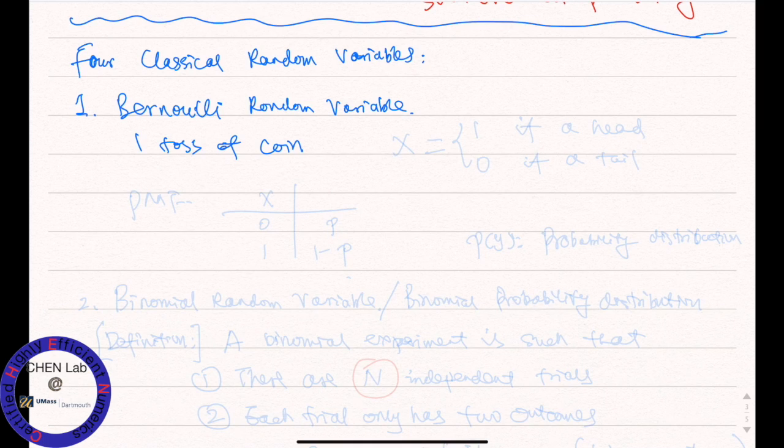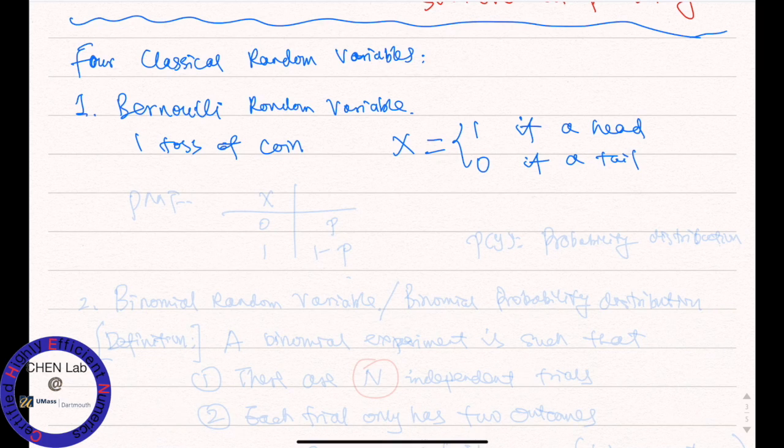You toss once, and you define X. This is defined to be equal to 1 if you have a head, and 0 if you have a tail, right? Again, head and tail are just names. It's binary. Head can be win, tail can be lose, head can be rainy, tail can be sunny. Or a stock market going up or going down. As long as it's binary.